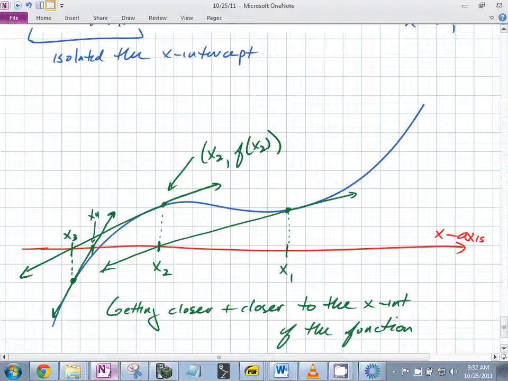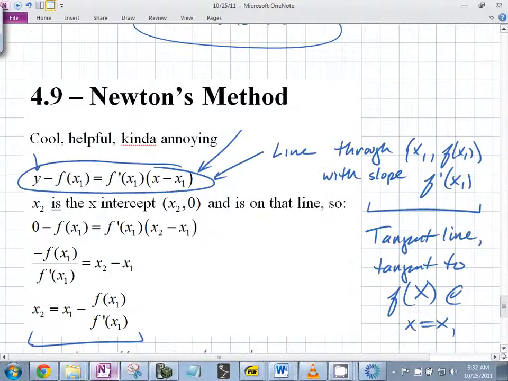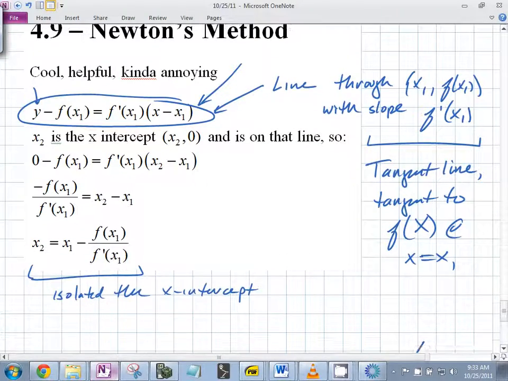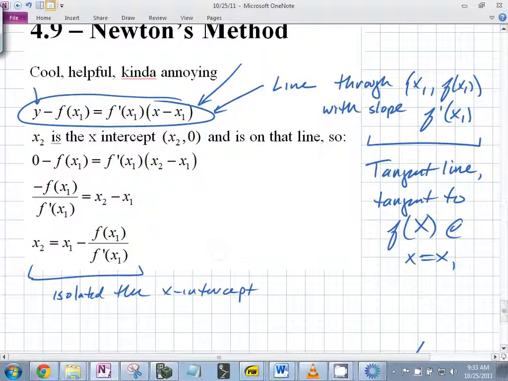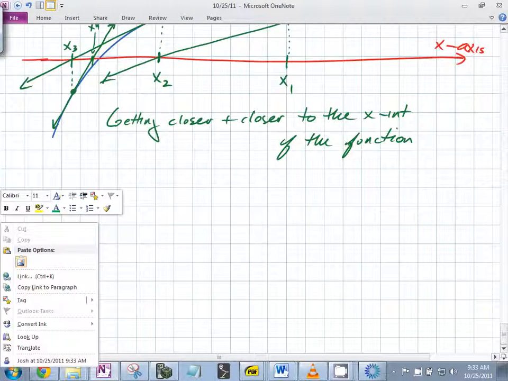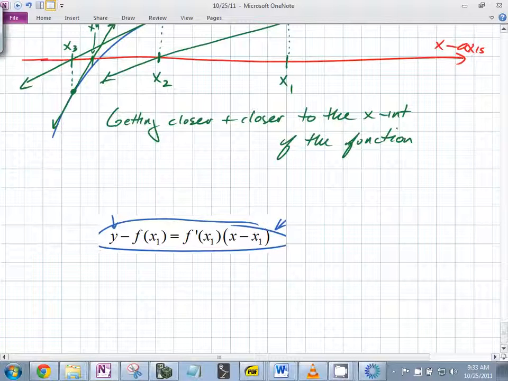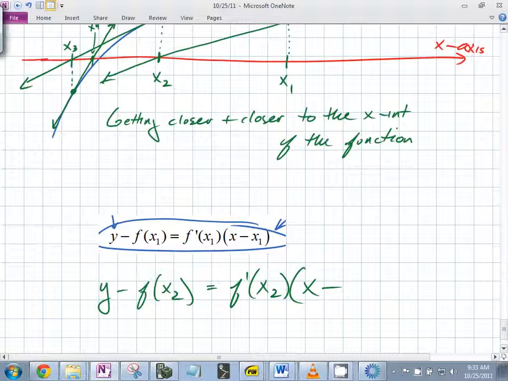So let's just do one more iteration. I'm not going to do the nth iteration here, but let's take this equation right here, and instead of x1, I'm going to put in x2. So let's go to the second iteration, meaning we're at an x value of x2. So it's going to be y minus f of x2 equals f prime at x2 times x minus what?